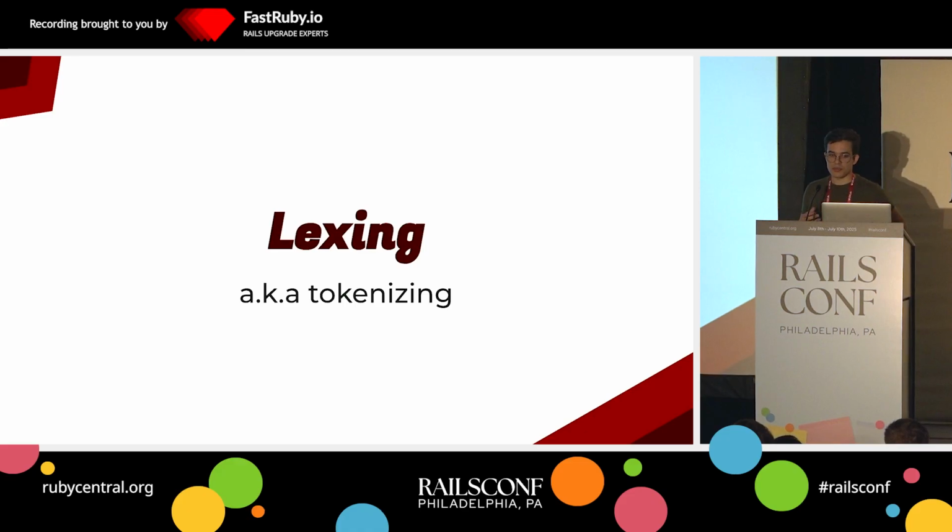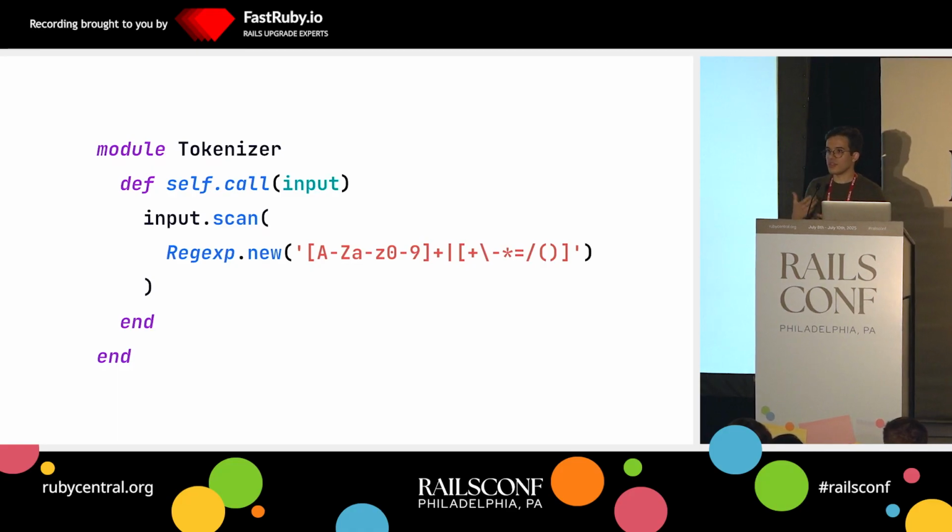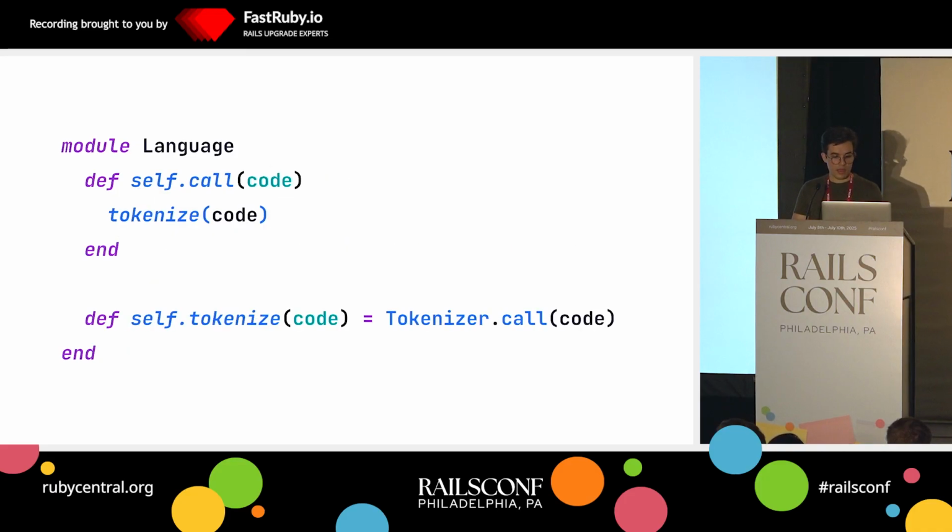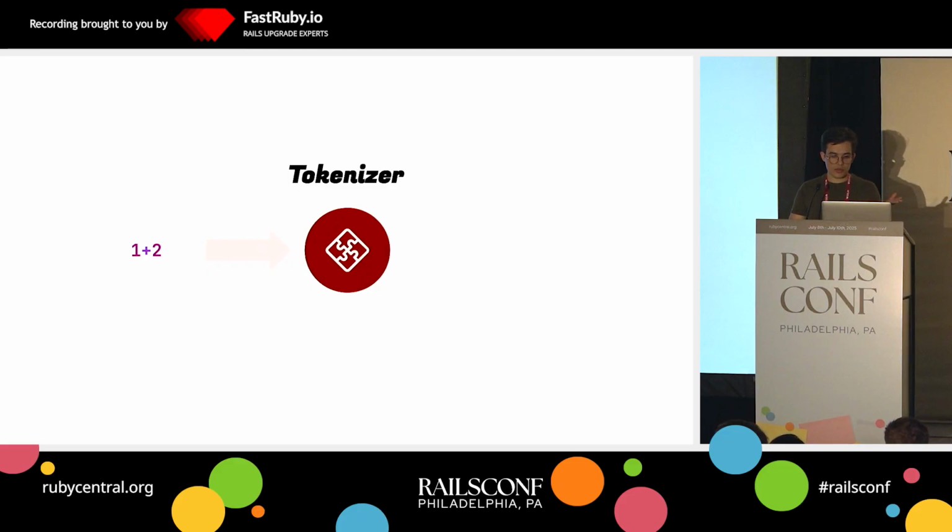So let's start lexing, also called tokenizing. Tokenizing is taking the code and outputting the list of tokens. Because the language is so simple, the tokenizer will be very simple too. All we do is use a regex to get all the words and numbers and special characters like the plus sign and minus sign from the string. We'll also create this language module, which is the entry point for our language. Whenever we want to run our language, we'll call language.call with the code. For now, all we do is tokenize it. Again, the tokenizer gets some code and outputs a list of tokens.